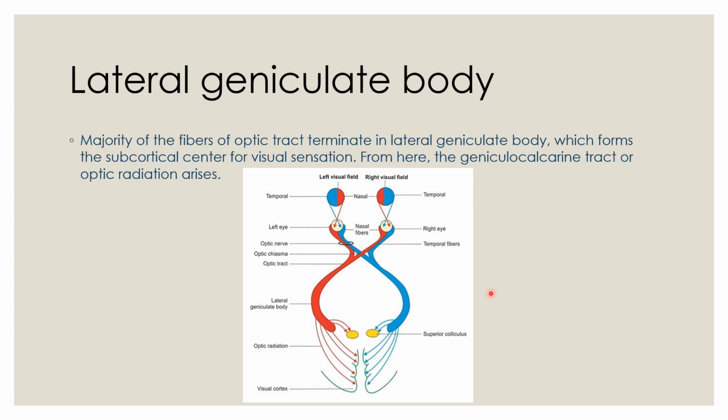Next is the lateral geniculate body. The majority of fibers of the optic tract, we are here at the optic tract, terminate into the lateral geniculate body. This arm-like structure is known as the lateral geniculate body. From here, the geniculocalcarine tract or optic radiation arises. Basically, the lateral geniculate body is responsible for giving rise to these optic radiations. We can see here, from the optic tract till the optic radiation, this part is the lateral geniculate body. Further, it gives rise to the optic radiations.